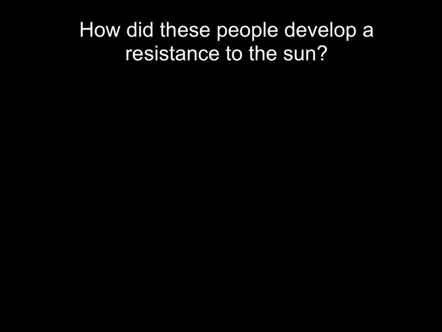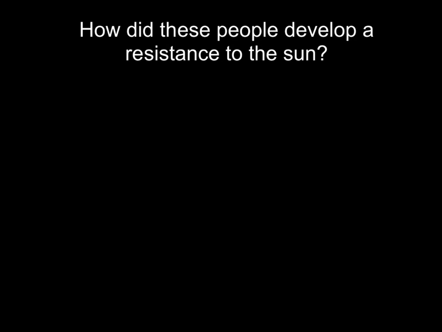So now let's talk about a couple of questions. The first: how did these people develop a resistance to the sun? Think about that for a minute and pause the video, and then we'll talk about an answer. You might remember from our explanation before that having this resistance gene was completely random. It developed as a random mutation in DNA, and 2% of the population just happened to have it. So that's how these people had developed that resistance.